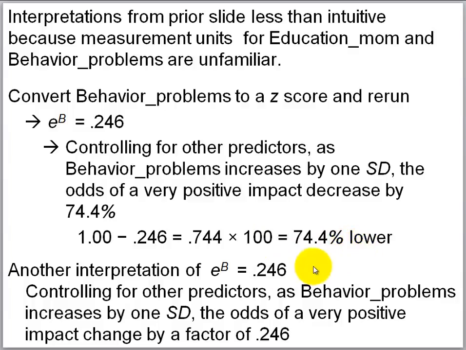And let's provide another interpretation of this EB of 0.246. That other interpretation is, controlling for other predictors, as behavior problems increases by 1 standard deviation, the odds of a very positive impact change by a factor of 0.246. 0.246 is very close to 1/4, so for every 1 standard deviation increase in behavior problems, the odds of very positive impact are decreasing about 4 times.